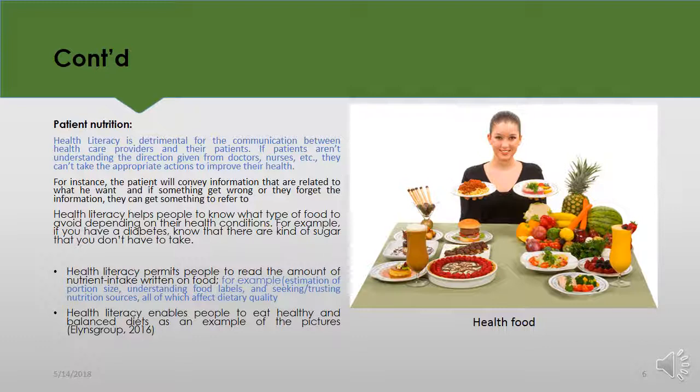There is protein, vitamins, calories, everything, which shows that it's a good diet. And again, health literacy helps people know what type of food to avoid depending on their health condition. For example, if you have diabetes, that is the kind of sugar you're not going to eat. For instance, if you have cancer, what kind of food are you going to take, not food that contains cholesterol.